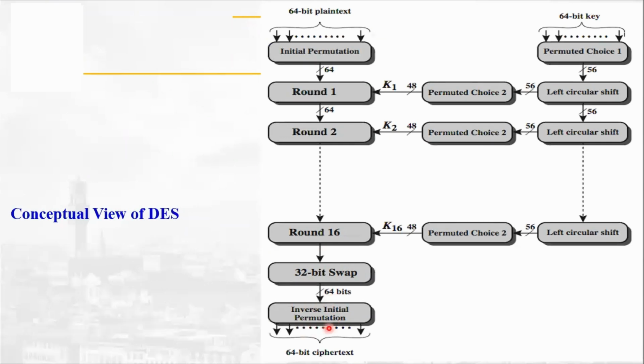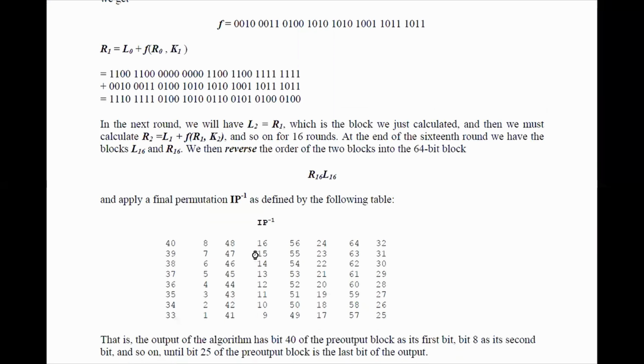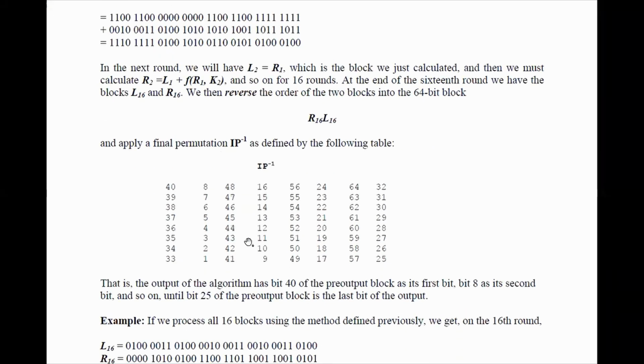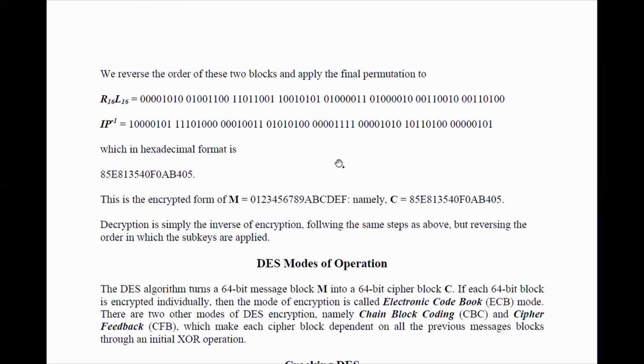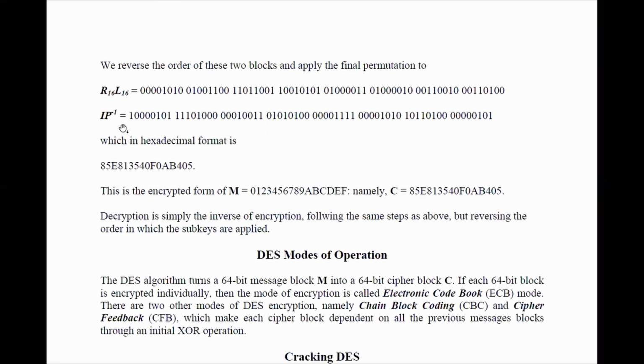And the last step is to apply the inverse initial permutation. What is that inverse initial permutation? It is exactly the reverse or inverse of IP, which is the first step of DES. Once you apply the IP inverse table, whatever you are getting is the encrypted text of the 64-bit block. Whatever you started with, 0, 1, 2, 3, 4, 5, that is the original data. The cipher text is this one.